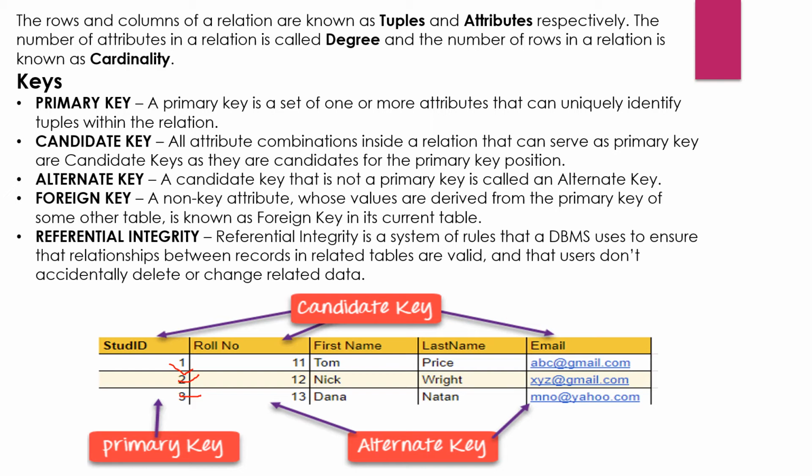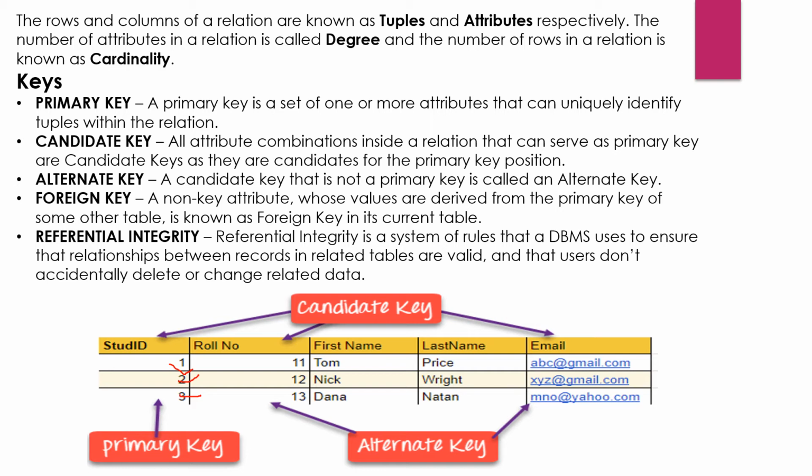Okay, and here the candidate keys are student ID, roll number and email ID. These are the candidate keys, and student ID is set as the primary key, and the rest of the two, roll number and email ID, behave like an alternate key.